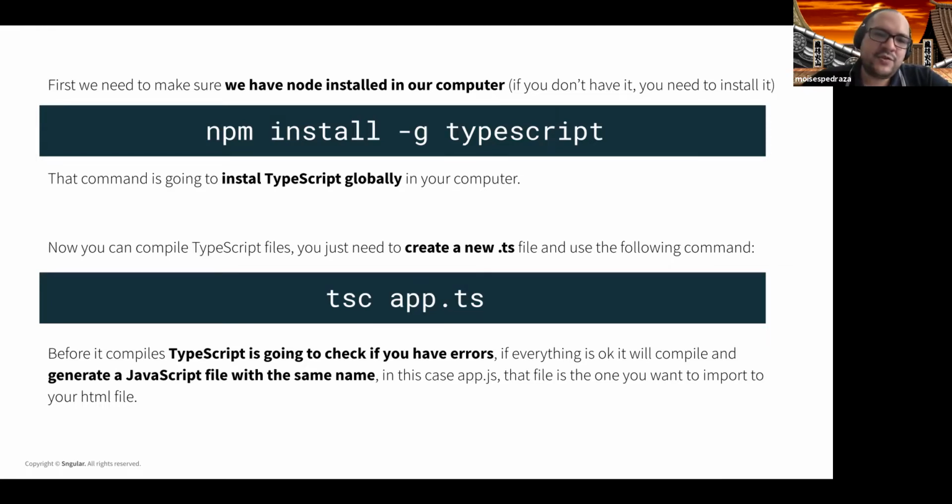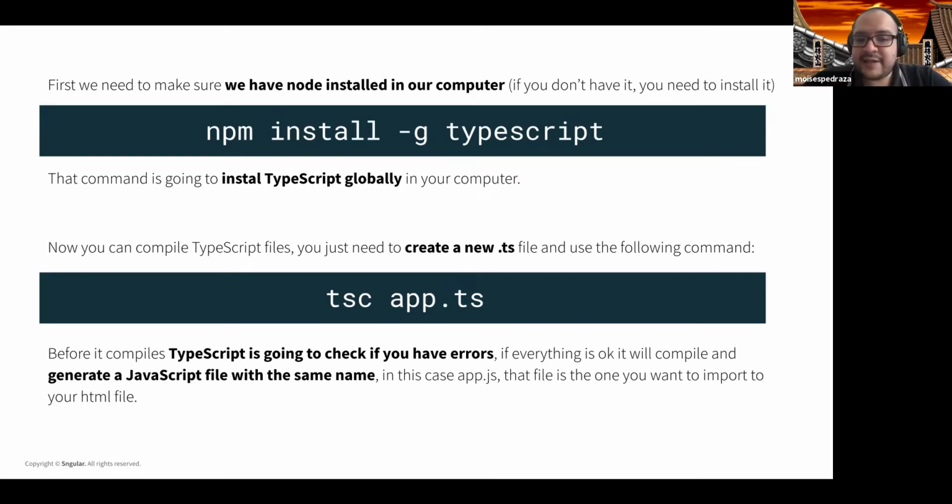So in your terminal, you will open your terminal and do an npm install -g typescript. This command is going to install TypeScript globally in your computer. Sometimes in Linux and in Mac, you may need to use sudo before the npm install. That depends on your settings. And then when you have your TypeScript already downloaded, if you want to compile a file, what you need to do is first create the new TS file, and then on your terminal, just write tsc, which means TypeScript compile, space and the name of the file, in this case app.ts.